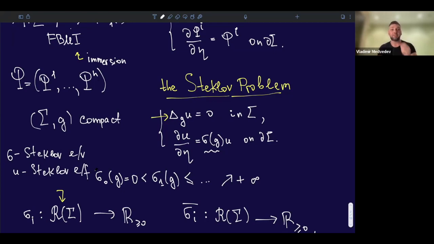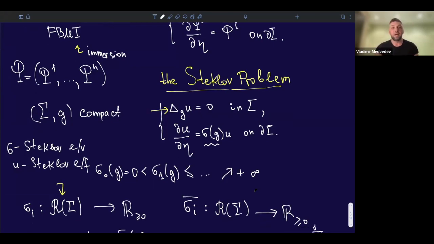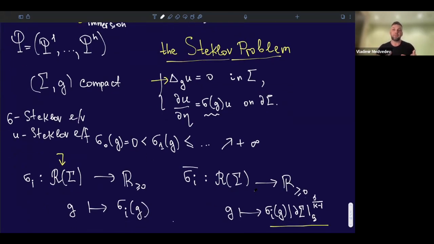And these eigenvalues form the following sequence: sigma naught is 0, sigma 1, and so on, sigma n. They have a unique point of accumulation at plus infinity, and they have finite multiplicities. This set of eigenvalues is called the Steklov spectrum, and the Steklov spectrum is a very natural invariant of a Riemannian manifold with boundary.